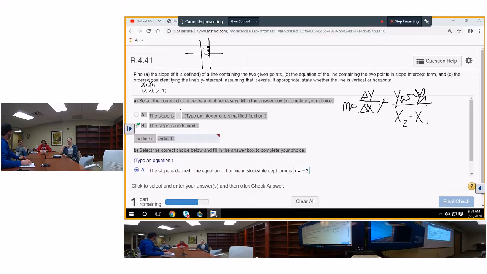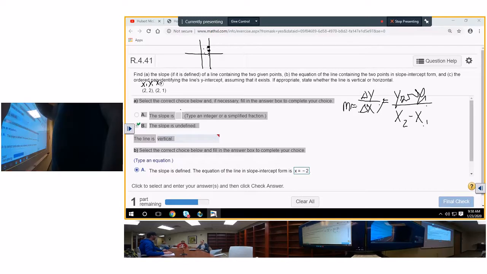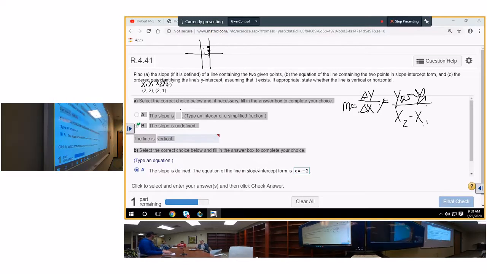x sub 1, y sub 1, x sub 2, y sub 2. Plug and chug equals parentheses.